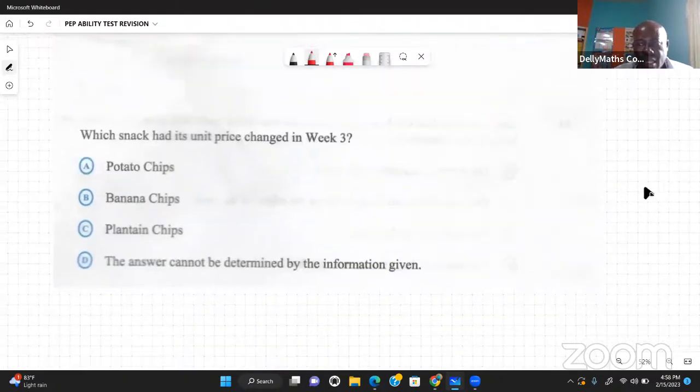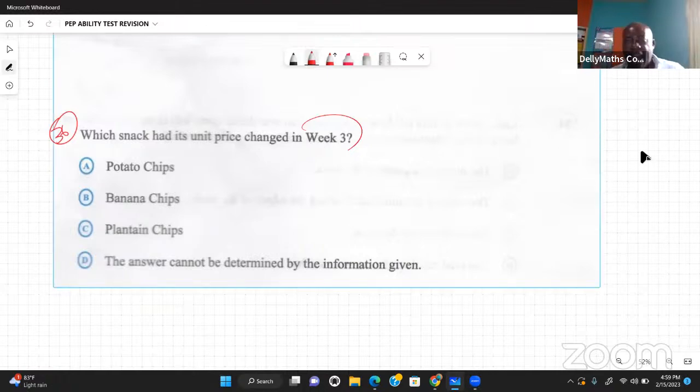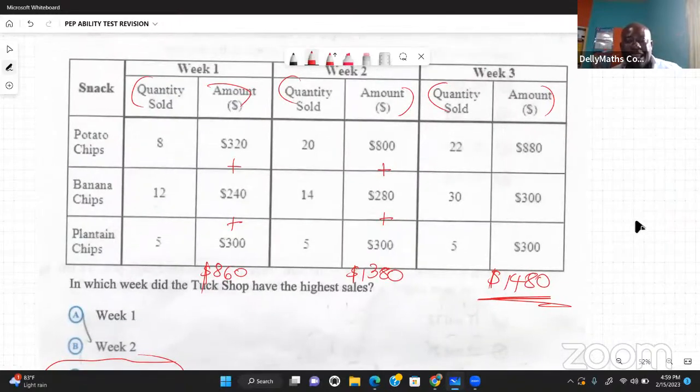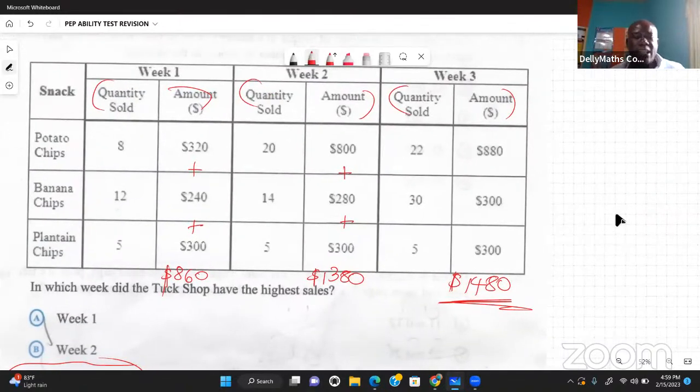Let us look at question 36 here. The number is not there, but it's question 36. Now, this question says, which snack had its unit price changed in week 3, all right? So in other words, one has to know the unit price before week 3, and then you check week 3. So you don't have to check everything. You could check week 2 and week 3, because obviously it changed in week 3. So we're going to have to check the unit price. The unit price is the amount of money spent divided by the number of items you bought.